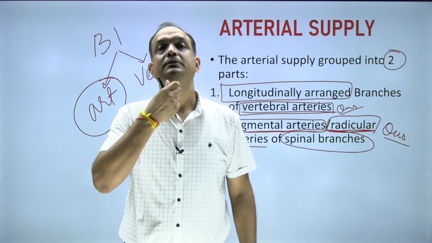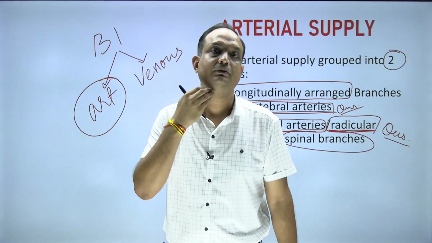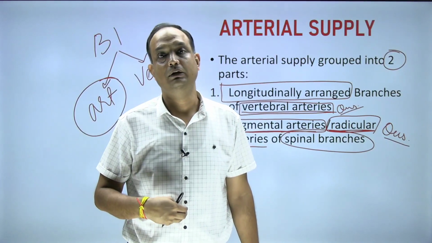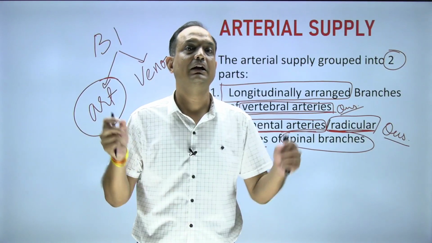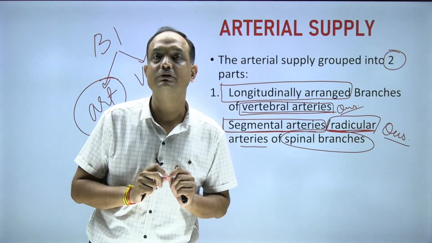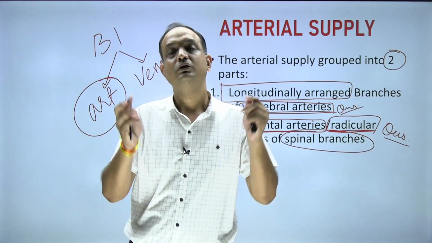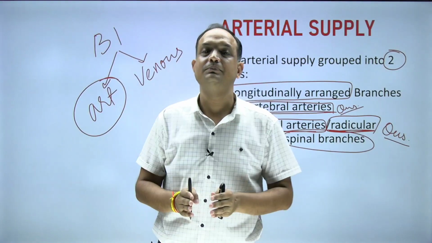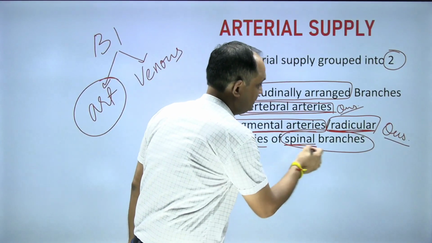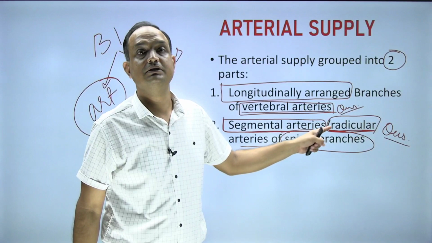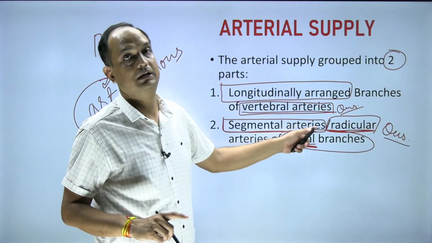What does it mean? Suppose you have the spinal cord starting from C1 to the L1, L2 level. Now in this segment of your vertebral column, you have the posterior intercostal arteries, the cervical arteries, and the lumbar arteries. So these arteries which are present in the vicinity of the spinal cord will give rise to the spinal branches, and these spinal branches will further give the segmental arteries which are known as radicular arteries.